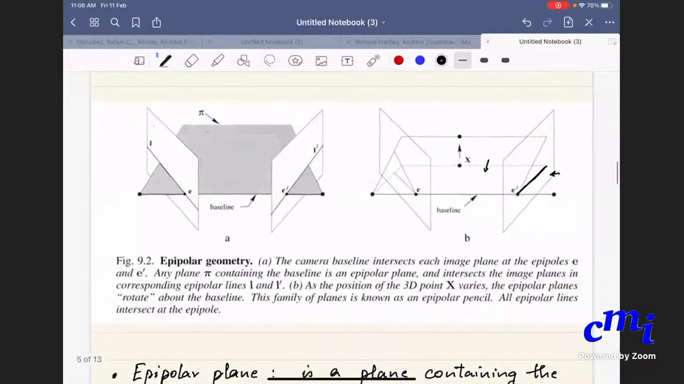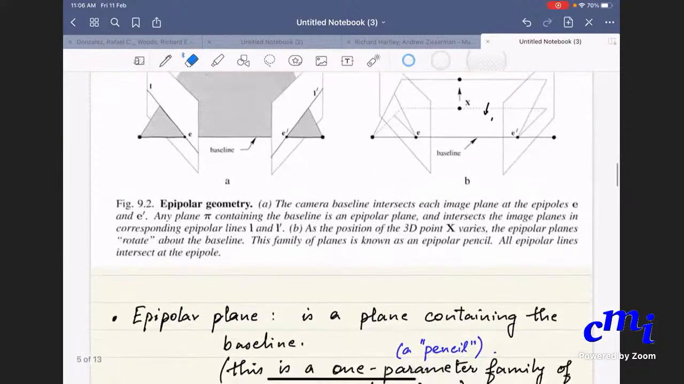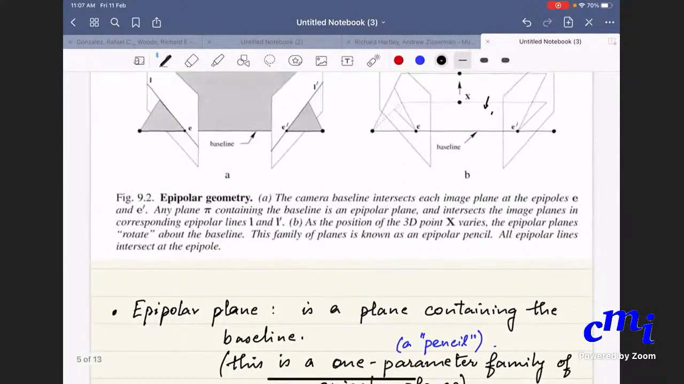So again, because we have a family of epipolar planes, we will also have a family of epipolar lines, corresponding to all the different epipolar planes. So we will say that there is a pencil of epipolar lines. An epipolar line could be any epipolar line corresponding to any epipolar plane. It will be clear from the context what we are talking about: are we talking about a particular one, or about the pencil?